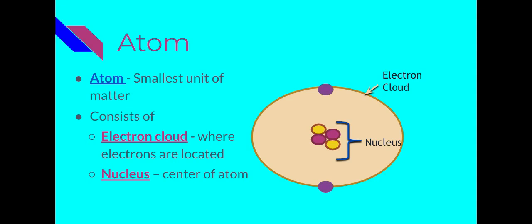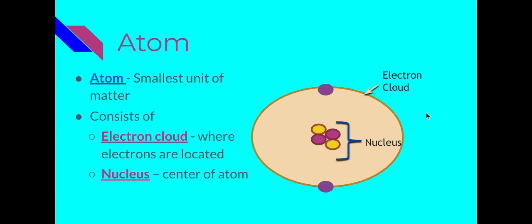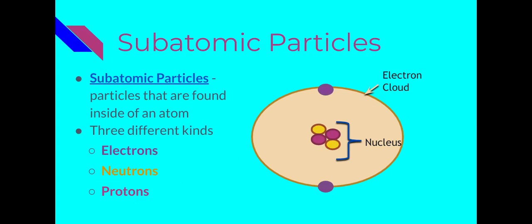The atom is the smallest unit of matter, and it consists of two parts, the electron cloud and the nucleus. The electron cloud is where the electrons are located, and the nucleus is the center of the atom. I made this on a PowerPoint. This is your electron cloud, and the electrons are out here, and then your nucleus is in the center, and you have protons and neutrons in the center. This would actually be a very basic model of the helium atom because we have two protons.